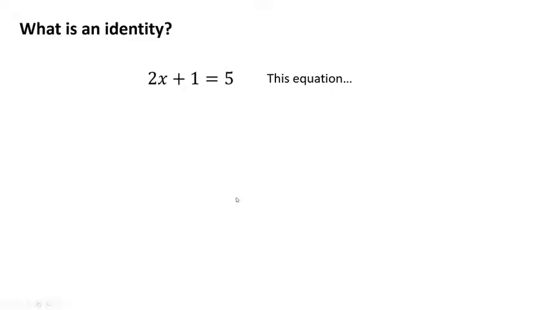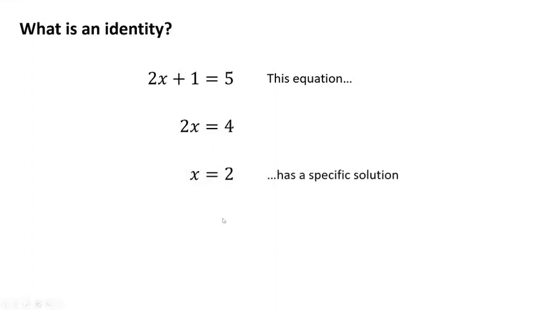First of all, what is an identity? Let's take a look at what exactly that is here. Well, we've got this simple equation here, and this equation is something that you can probably automatically think of some ways in which you can solve this for x. If you subtract 1 from both sides, you get 2x equals 4, and if you divide both sides by 2, you get x equals 2.